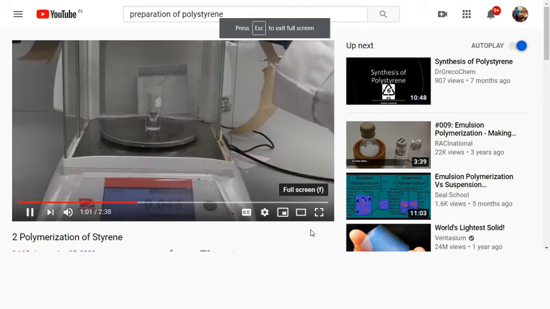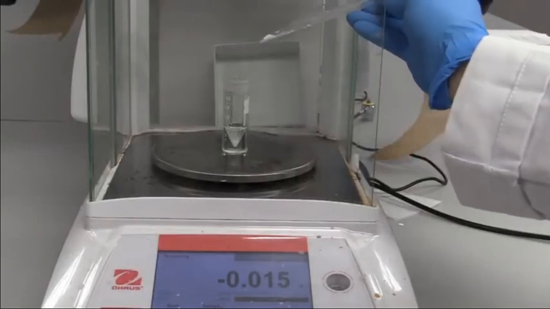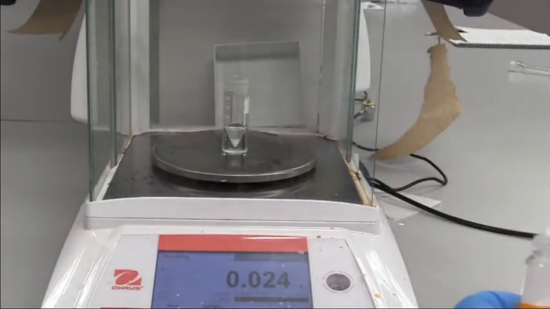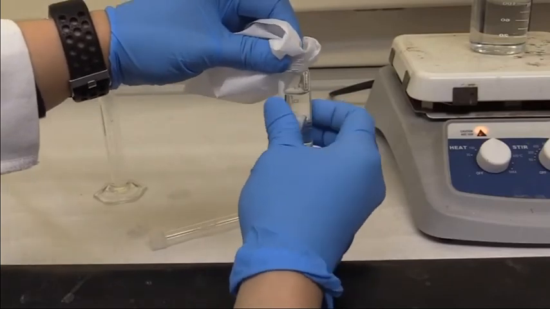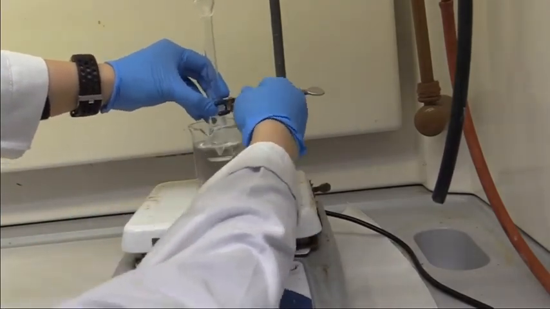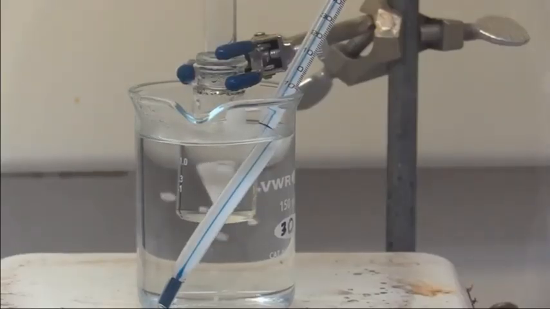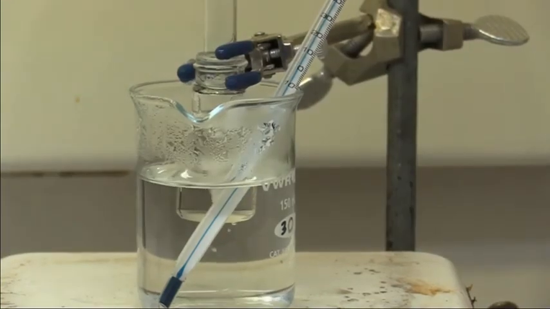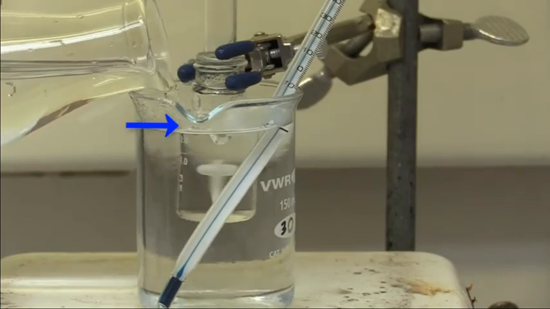Weigh out 4 millimoles of styrene into a 5 ml conical vial and add 2 ml of toluene. Use a plastic microscoop to transfer approximately 20 milligrams of benzoyl peroxide to the mixture. Do not use a metal spatula. Drop in a stir bar. Wipe out the inside joint of the vial. Add an air condenser. Clamp the setup in the water bath. Heat the mixture with stirring for at least 1 hour. A longer time will increase your yield. Make sure to check that your water level does not get too low. It should at least cover the level of the mixture in your reaction vial.